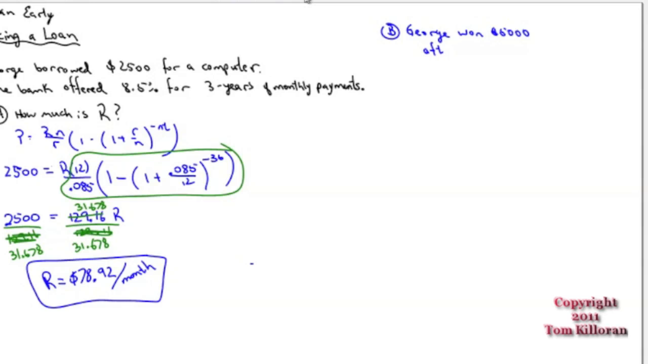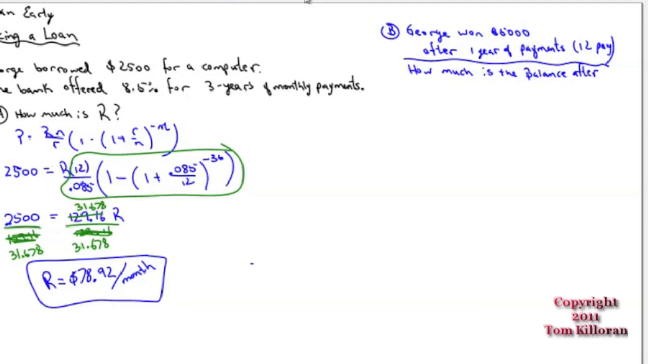After 1 year of payments. In other words, 12 payments. He made 12 payments on this mortgage, and then he won $5,000, and he figures, oh, I'll just dump it on the loan. So the question is, how much is the principal, or the balance, after 12 payments?